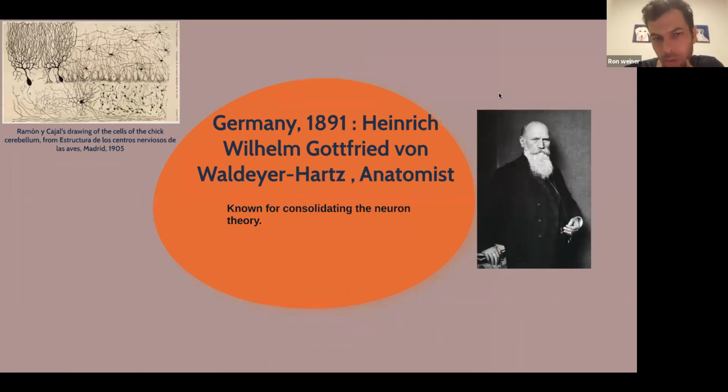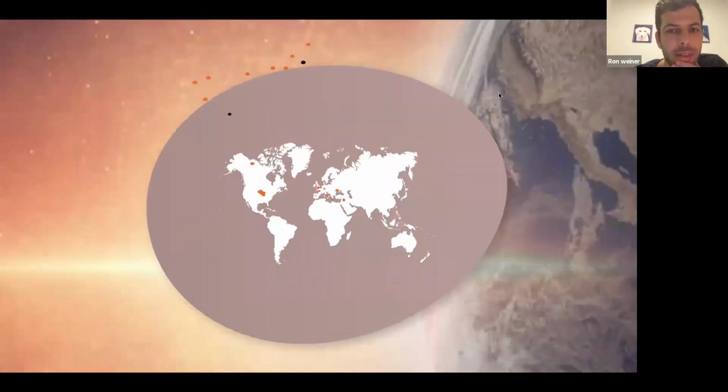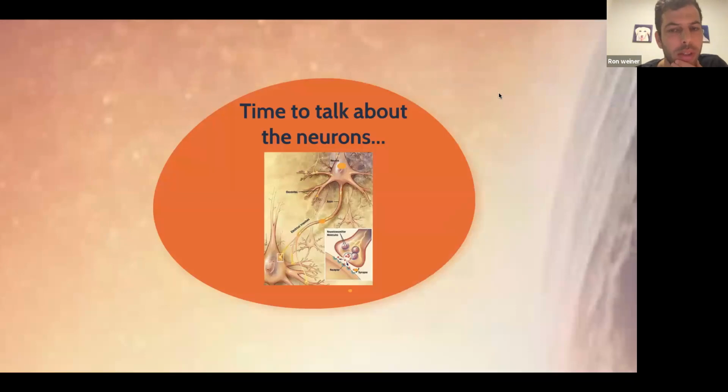And many years later, Heinrich Wilhelm Gottfried von Waldeyer-Hartz, I managed to say the whole name, from Germany, an anatomist. He also contributed a lot to the work, and I think that he also helped the other researchers to achieve where they came. Eventually it was a mutual research, and this is why I think it's worth mentioning him. He's known for consolidating neuron theory.